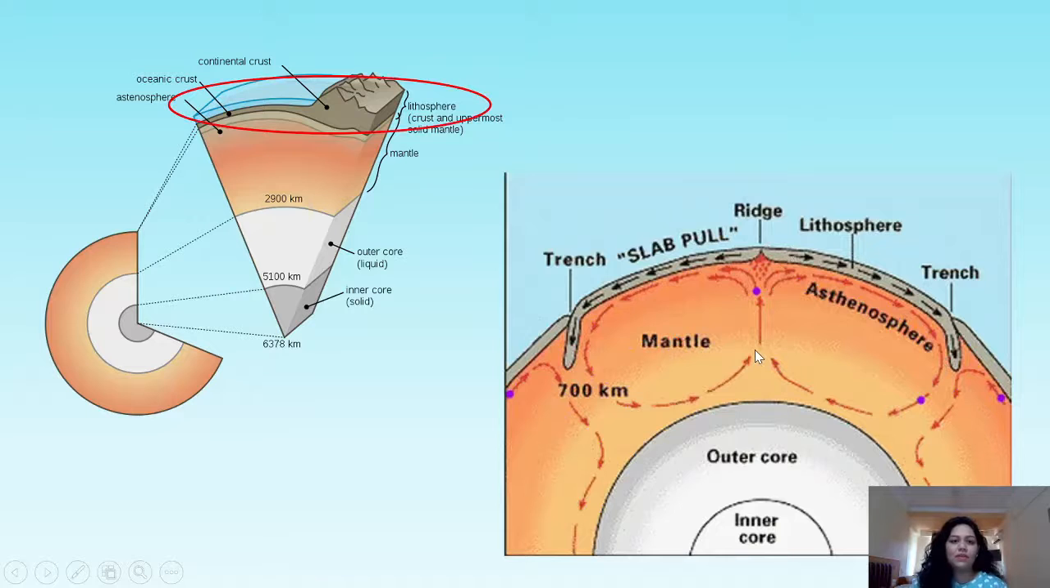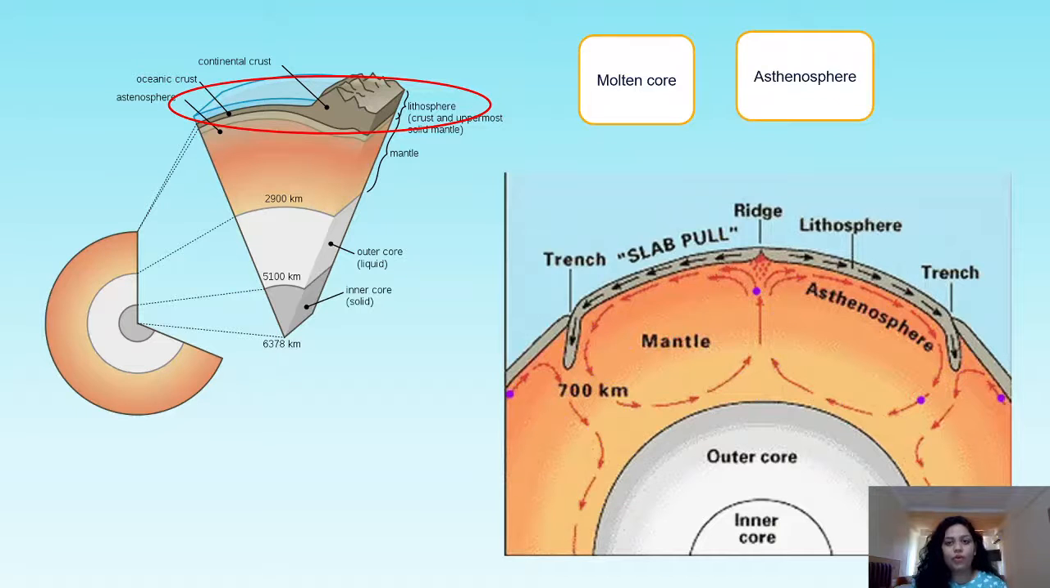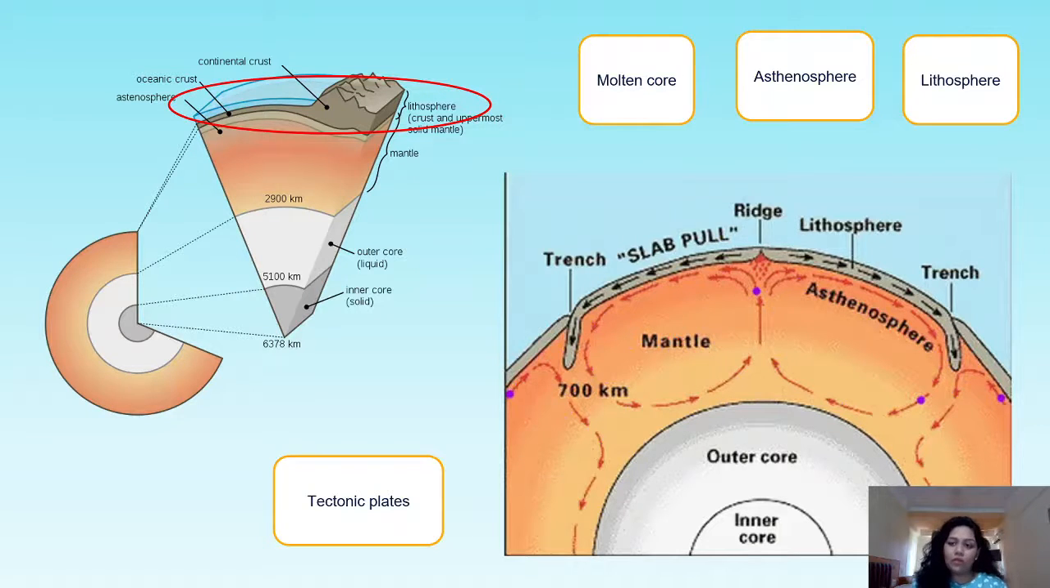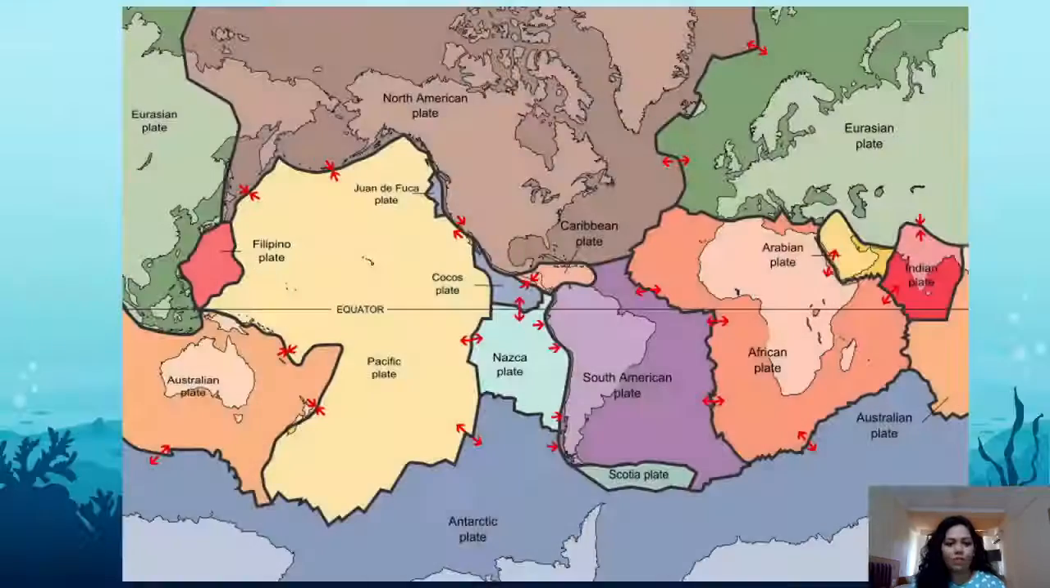So basically, we are staying over here on the oceanic crust or the lithosphere. We have a molten core, we have a mantle which is filled with liquid magma, and then we are located on the lithosphere. On the lithosphere, we have these tectonic plates which keep on moving either towards each other or away from each other. So this is a general map of the tectonic plates all around the world.